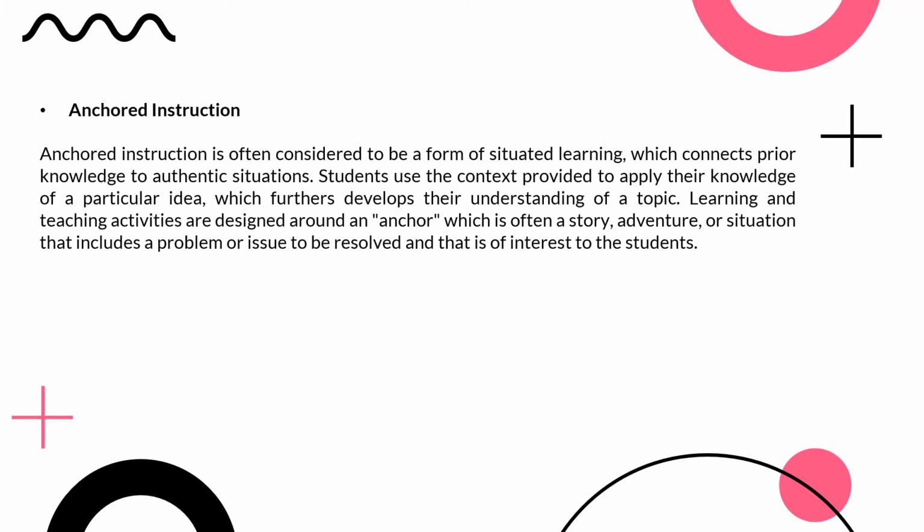The second type is anchored instruction. Anchored instruction is often considered to be a form of situated learning which connects prior knowledge to authentic situations. Students use the context provided to apply their knowledge of a particular idea, which further develops their understanding of the topic. Learning and teaching activities are designed around an anchor, which is often a story, adventure, or situation that includes a problem or issue to be resolved and that is of interest to the students.